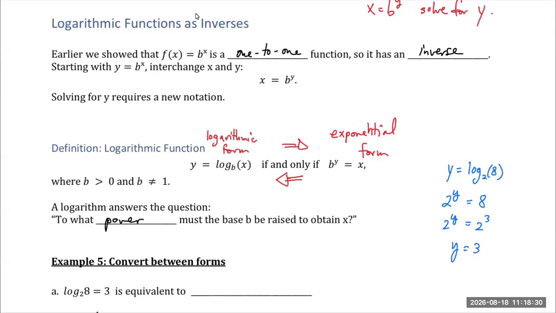So in the end, what have we done? We've said, if I want to figure out what power of 2 I need, what power do I need to raise 2 by in order to obtain 8? The answer to that question is 3.